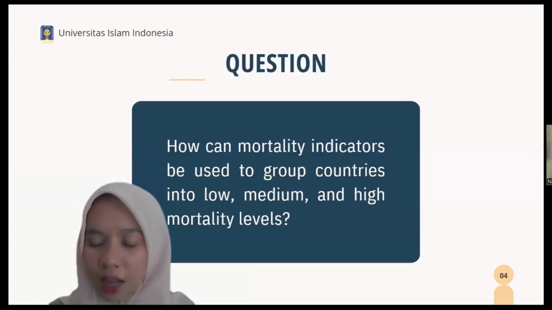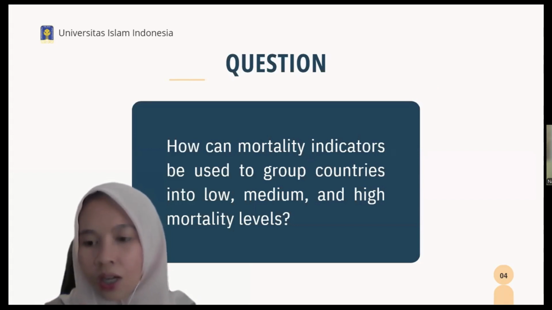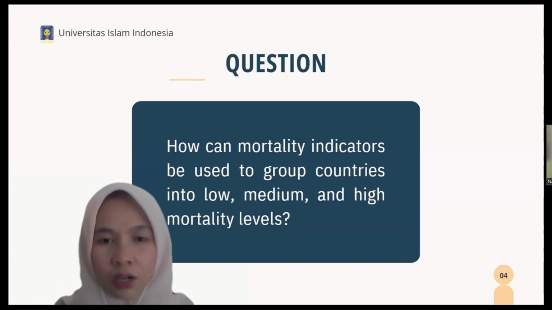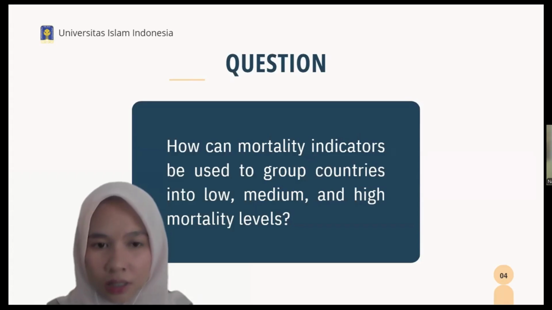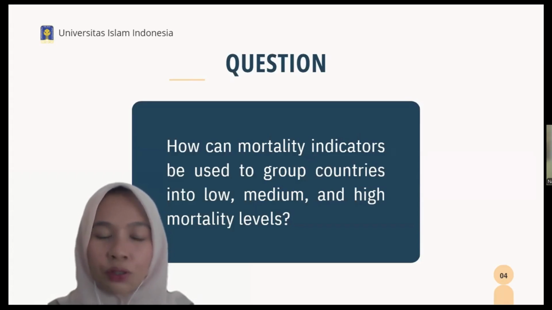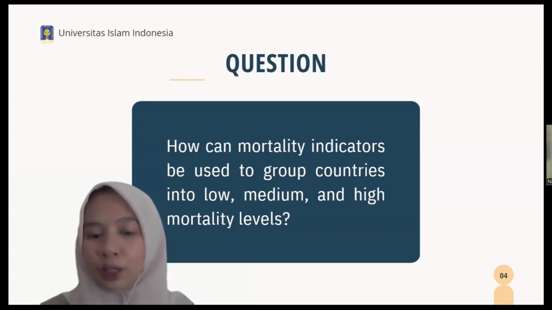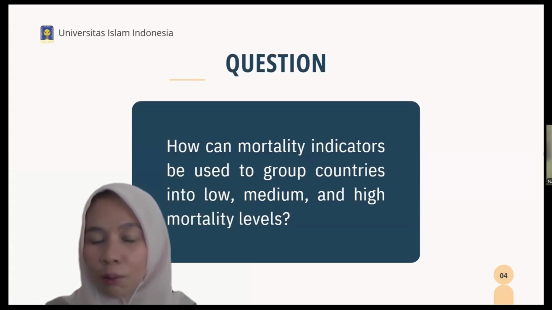And related to the data I have, namely about stomach cancer, the question I have is: how can mortality indicators be used to group countries into low, medium, and high mortality levels?